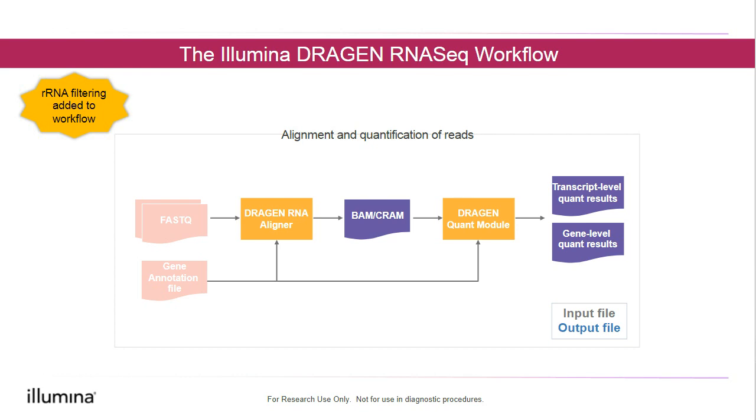The DRAGEN Quant module counts and quantifies reads aligned to the genes and transcripts in the reference annotation, and normalizes those counts using the TPM, or transcripts per million, mapped reads method. Ribosomal RNA filtering is also a new feature that has been added to the DRAGEN RNASeq workflow and also requires DRAGEN version 3.8.4 and above.